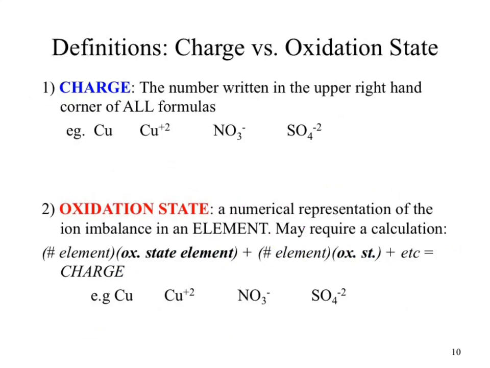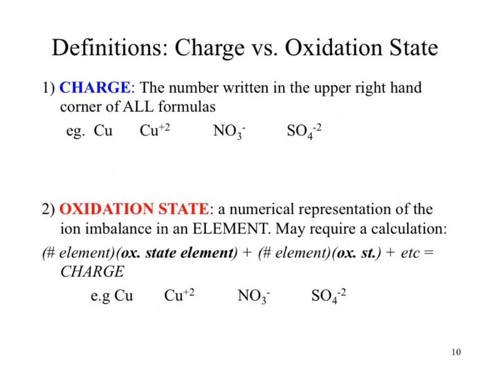So let's take a look at separating our definitions. If we want to evaluate charge, it's the number written in our upper right-hand corner of all formulas. Our oxidation state looks at the ion imbalance or the charge imbalance within a single element. So we've got the exact same examples for both of these. We'll have to evaluate what's happening on these.